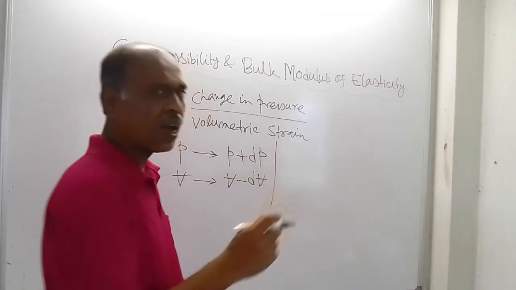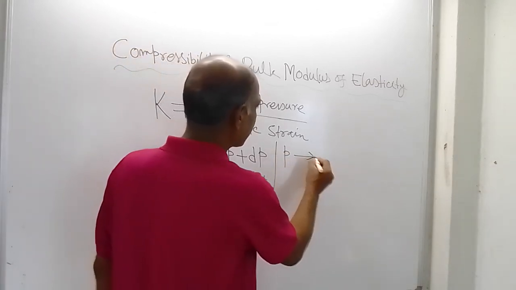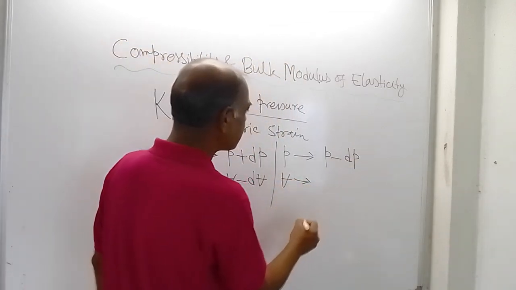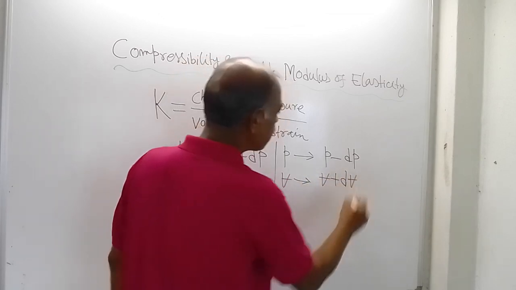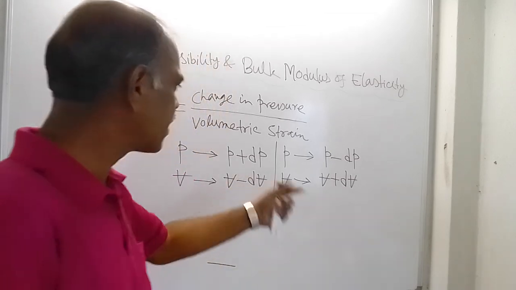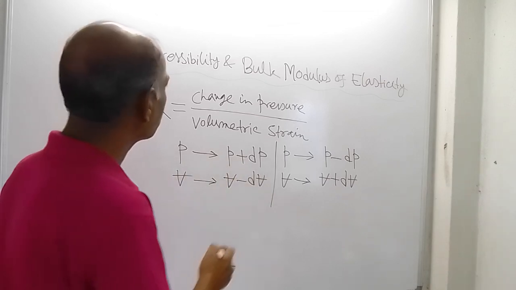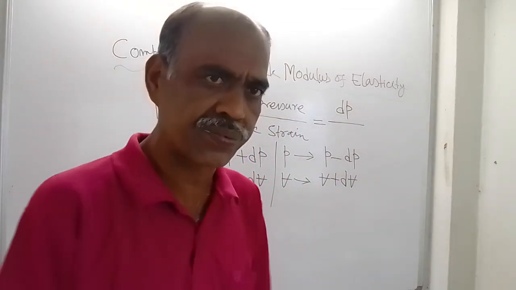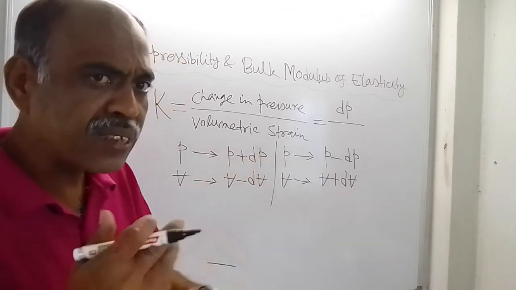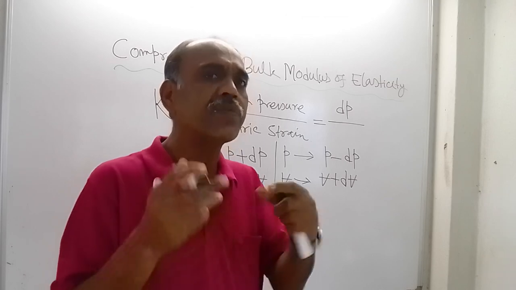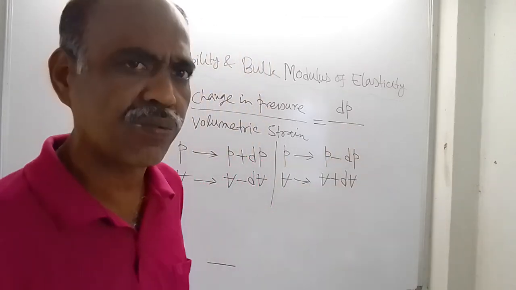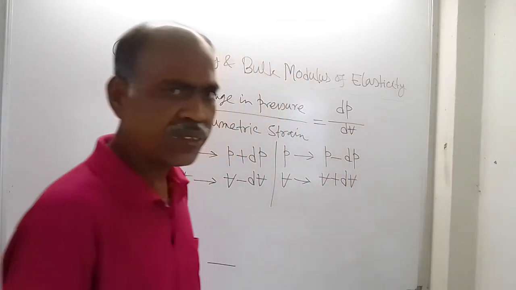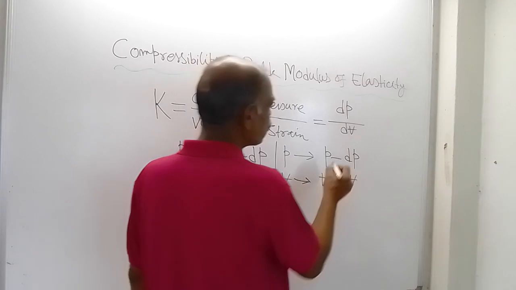And suppose the reverse case: the initial pressure was P and finally it becomes P minus dP, and initially the volume was V' and finally it becomes V' plus dV'. Whatever the case, the change in pressure is dP, whether positive or negative. And volumetric strain is defined as change in volume divided by initial volume. Change in volume is dV', and the initial volume is V'.